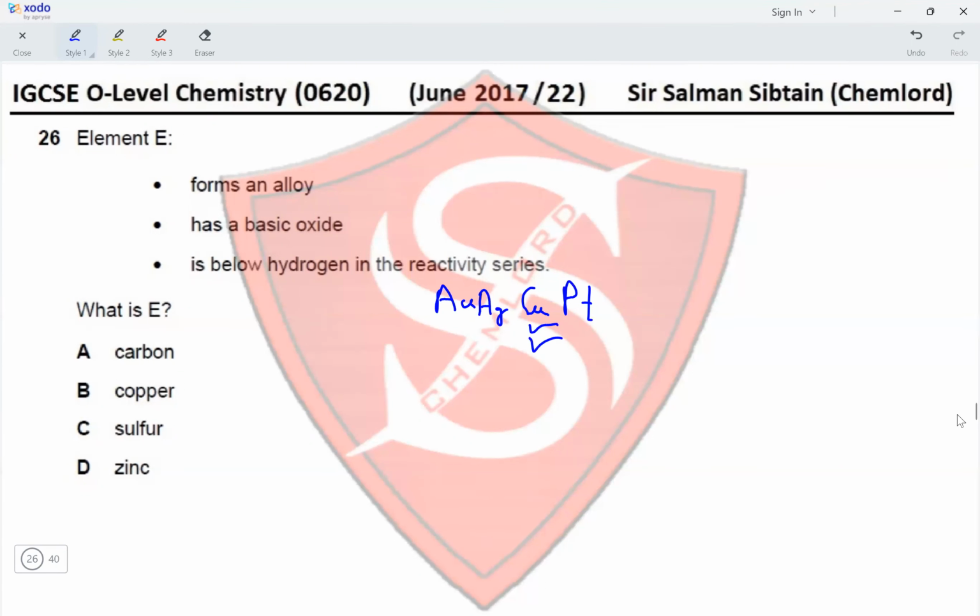Copper oxide is basic. So the options are carbon. Carbon does not have a basic oxide, it has an acidic oxide, and it is not below hydrogen in the reactivity series. Copper is the answer. Sulfur forms an acidic oxide. Zinc forms an amphoteric oxide. Therefore, the correct option for this question is option B.